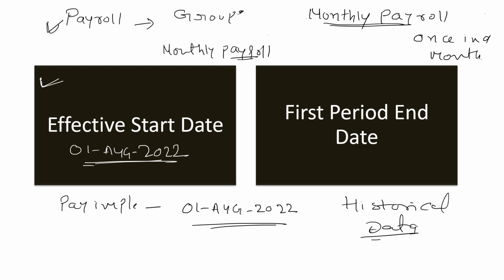Now, what is the historical data? Maybe I just want to keep the run results of my previous payroll from the legacy application, and store them in the application as element entries. In that scenario, my payroll effective start date will not be 1st of August. We need to check with the company or our client how many months of data they want to keep in the system. They may say they want to keep it for a year or 2 years.